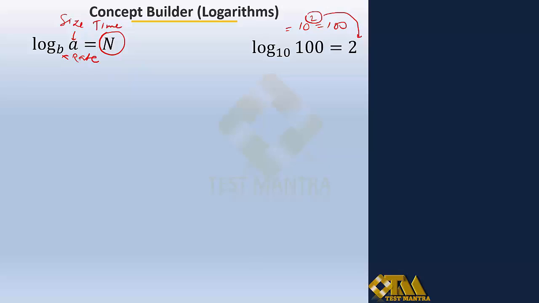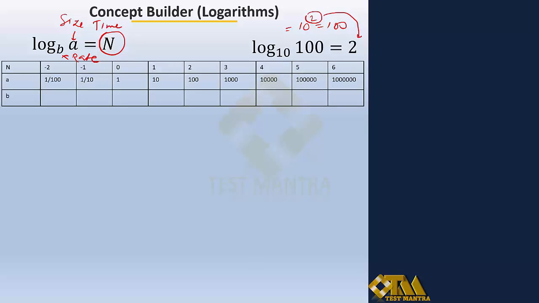In other words, I can say logarithm is nothing but the time required to reach a particular size with a specific rate, right? In other words, with a specific rate, at what time I'll be at a particular size. That concept is nothing but the concept of logarithm here. Let's try to analyze this one in terms of a table.